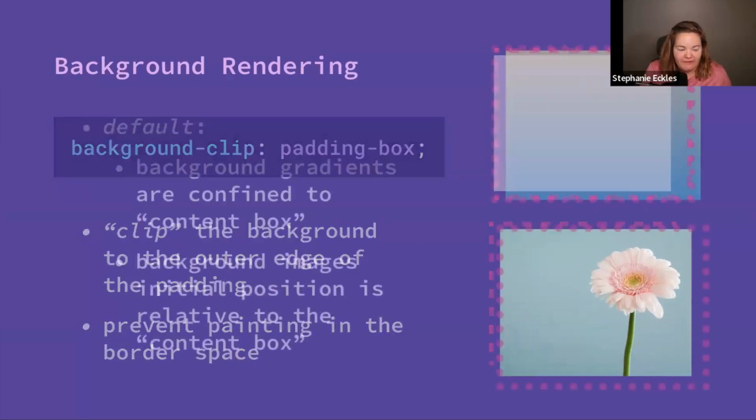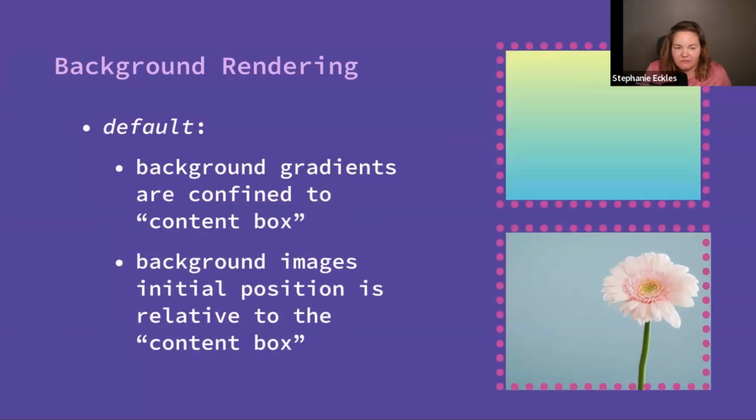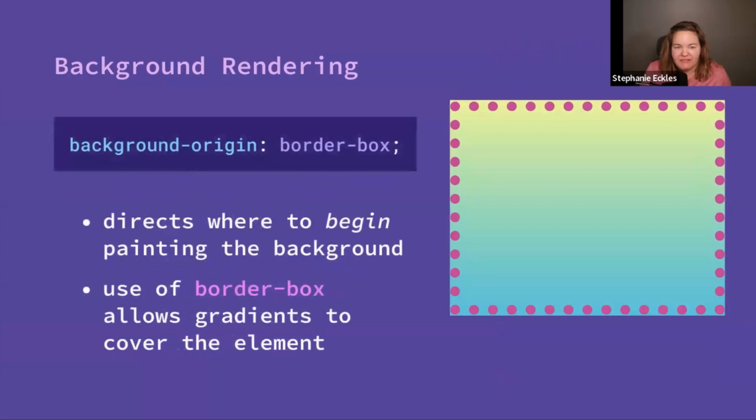Two other default behaviors of background images, which include gradients, is that they're confined to the content box. Background images are also initially positioned relative to the content box. The feature for managing the painting of the background is background-origin, which directs where to begin painting the background. Use of the border-box value, as seen here, allows gradients to cover the elements, as shown.